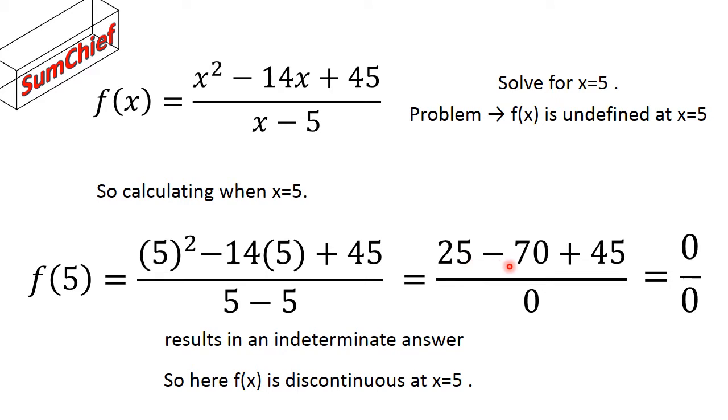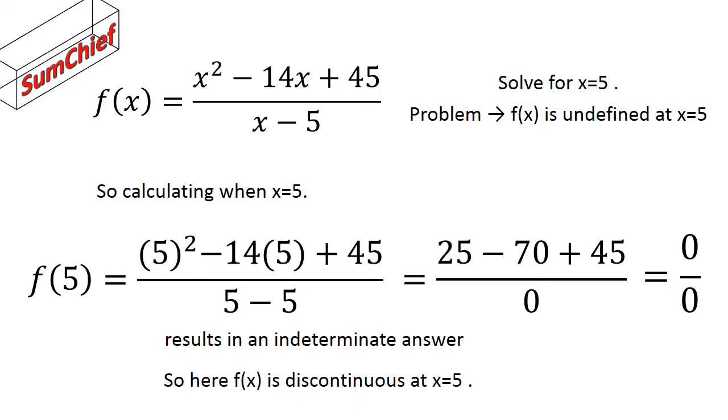Working out all the individual components, 25 minus 70 plus 45 divided by 0 gives us an unhappy answer of 0 divided by 0. 0 in the numerator, not a problem. 0 in the denominator, that is a problem. So this results in an indeterminate answer. So we've shown that f of x is discontinuous at x equals 5.